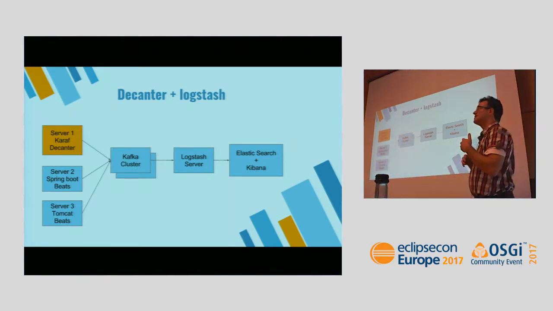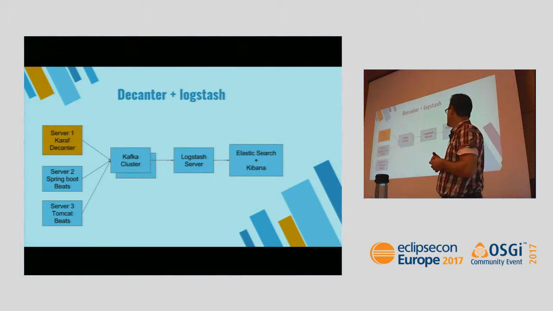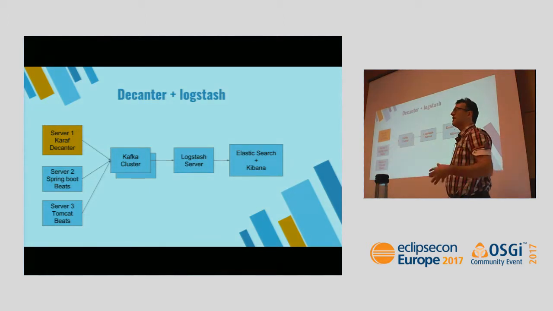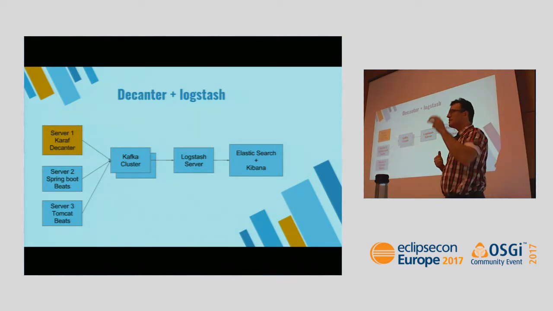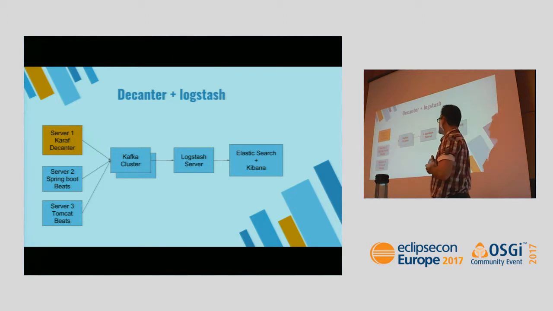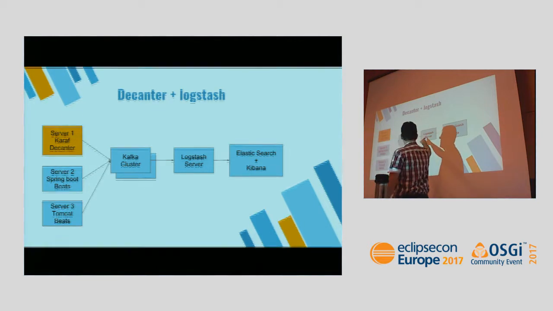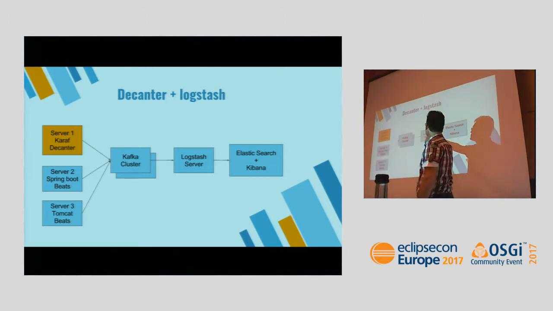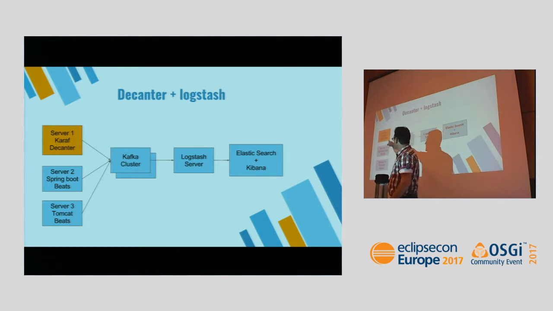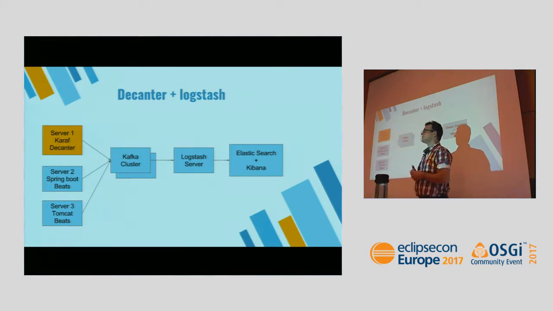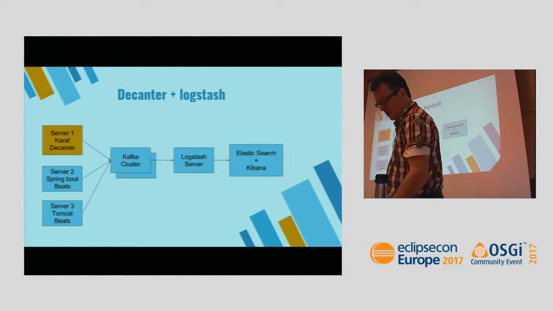You can also nicely combine with an existing Logstash installation. So if you have this ELK stack already in place, you can nicely plug Karaf Decanter into it. So for example, here we have some Spring Boot or Tomcat with Beats set up for Kafka, and a Logstash server in the backend who does the post-processing and feeds into Elasticsearch. And we can just plug a Karaf with Decanter into that setup. So you don't have to change your whole logging and monitoring stack just for that.